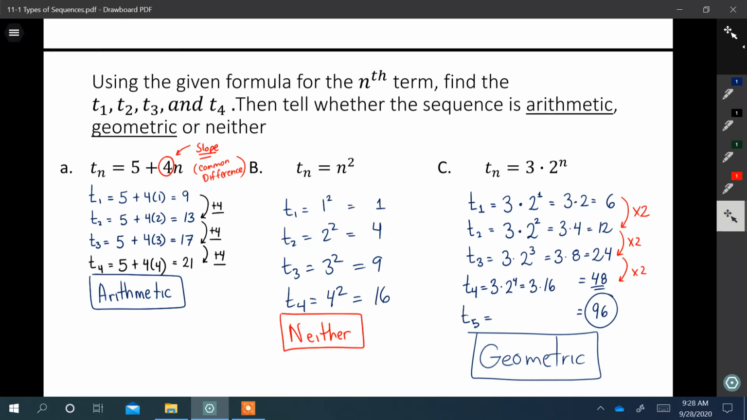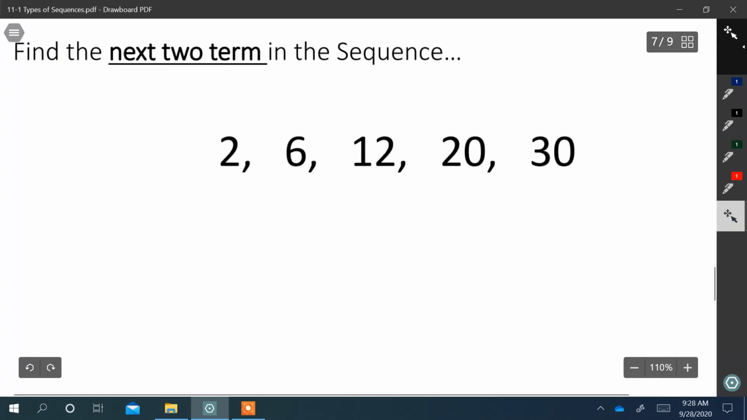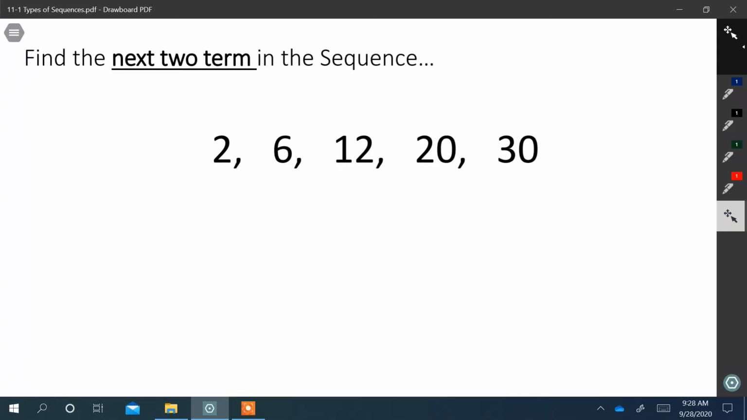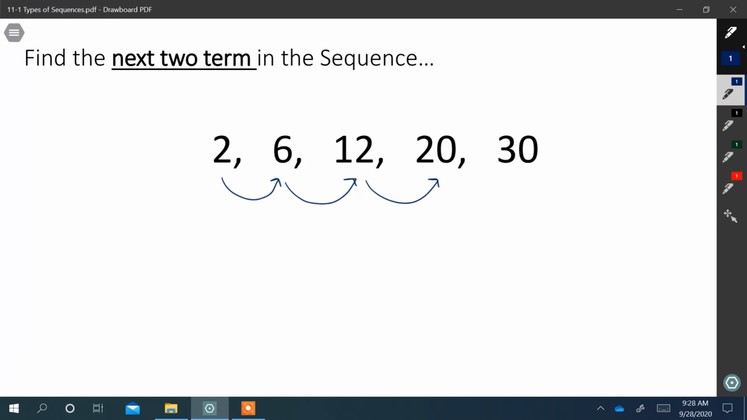All right, let's do a couple more examples and then we'll be done with this lesson. It says here, find the next two terms. All right, so let's see what's happening in here. What is going on in here? Are we adding something? What are we adding?